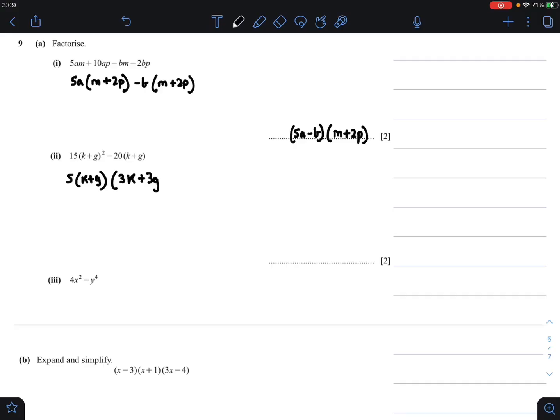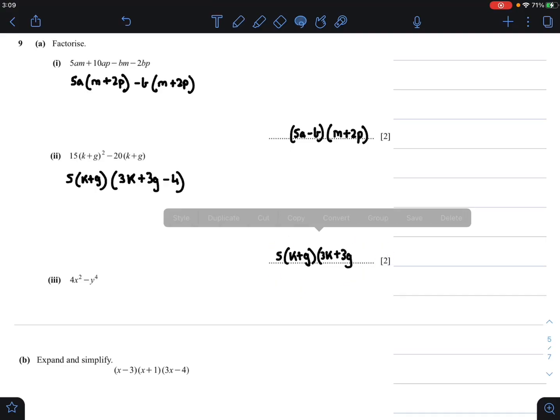And for the second term, that is minus 20 times k plus g. So the minus 20 times k plus g divided by 5 times k plus g. So k plus g and k plus g would get cancelled. So therefore minus 20 divided by 5 is equal to minus 4. And therefore this would be your final answer for part A2 of this question. 3k plus 3g.